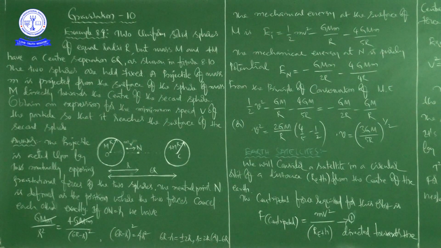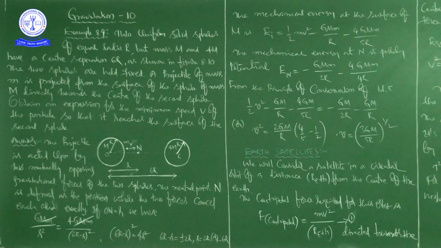Thus ON is equal to small r, which is equal to 2R. Why can't we take the other value? The neutral point r equal to minus 6R does not concern us in this example, because minus means the negative x-axis, so it is nowhere related. That's why we have to take this value.